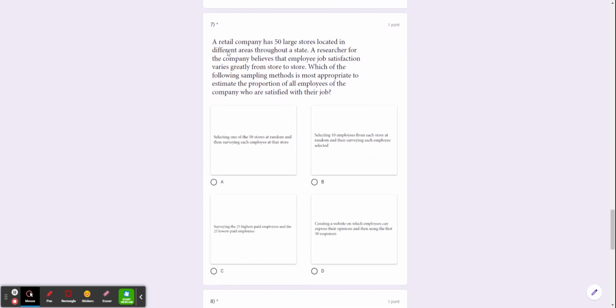Alrighty, 7. A retail company has 5 large stores in different areas throughout a state. A researcher believes that employee satisfaction varies greatly from store to store. Which of the following sampling methods is most appropriate to estimate the proportion of all employees of the company who are satisfied? So since he's concerned it varies from store to store, we don't want to pick A, because we're only going to get a look at one store. D allows employees to do it themselves. So you're probably not going to get a very accurate thing. If you really want to get a good view, you want a random selection. So you want the solution that says random.